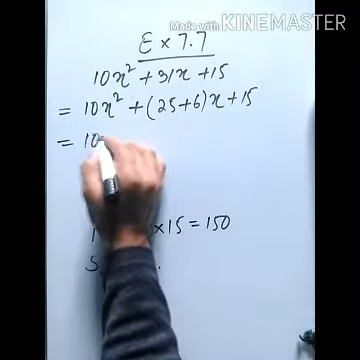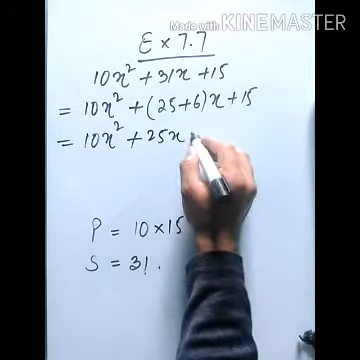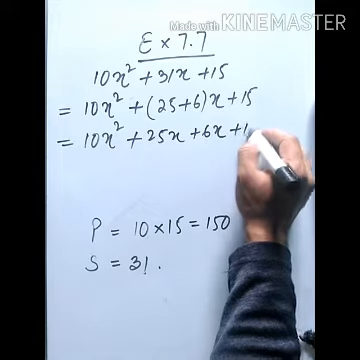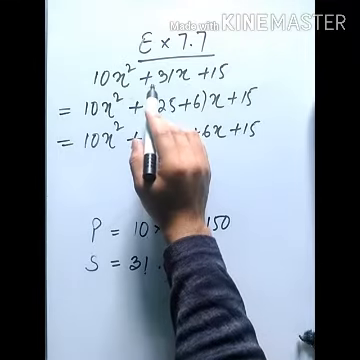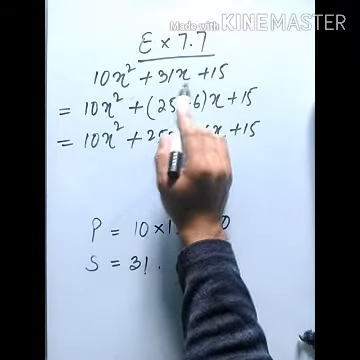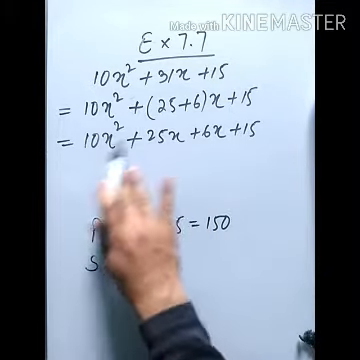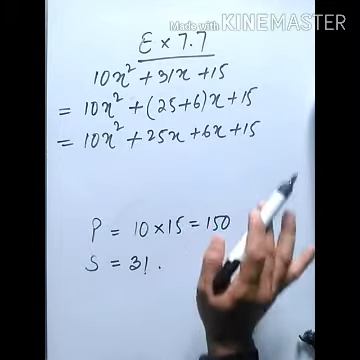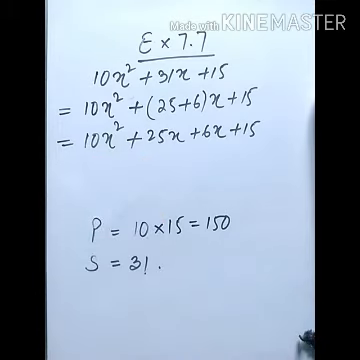So we have here 10x square plus 25x plus 6x plus 15. Now please remember, splitting the middle term. So here the middle term is 31x. This 31x is split as 25x plus 6x, and after that we have to make the groups and take the common factor.